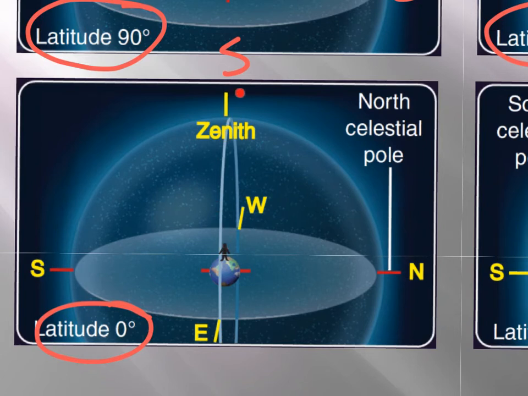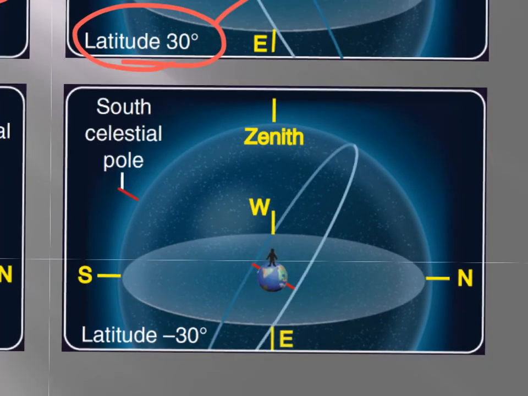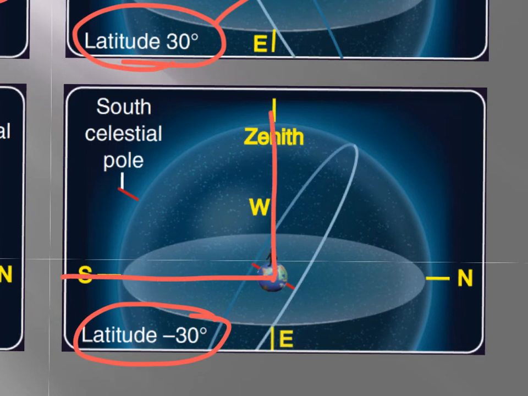So in this case, zenith and the celestial equator would have the same location. And then kind of the trick question here is this guy is at a latitude of negative 30. So in this case, they still see their pole star at 30 degrees above the horizon. But in this case, it's the south celestial pole. So it's still 30 degrees.